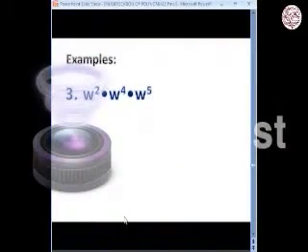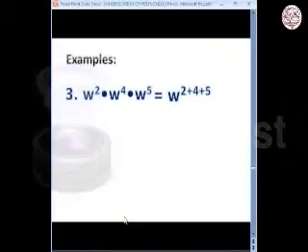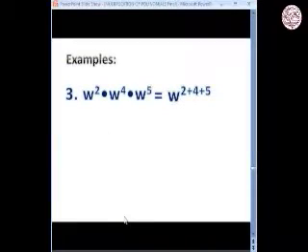Number 3. W squared times W to the 4 times W raised to 5. So the base would be W. The exponents are 2, 4, and 5. Add all the exponents, therefore you will have W raised to 11.